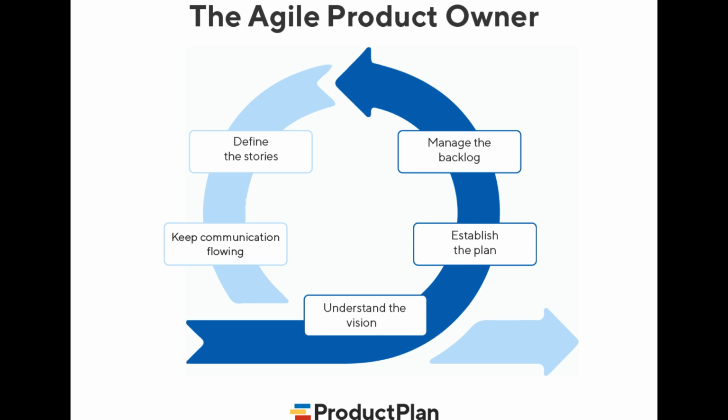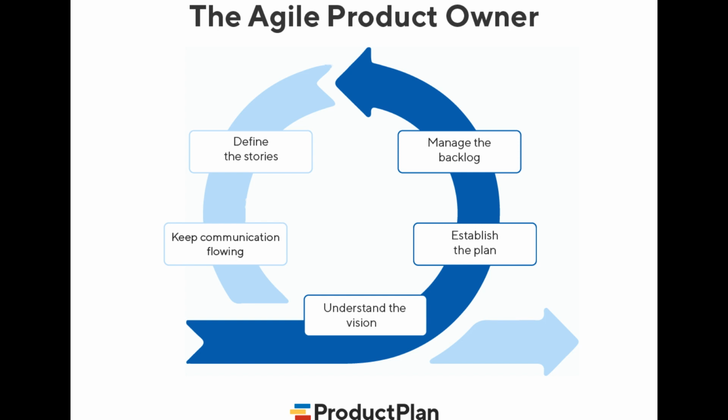The product owner, PO, is a key role in Agile and Scrum methodologies responsible for defining and prioritizing the product backlog, representing the customer or stakeholders' interests, and ensuring that the development team delivers value to the business. Here are the primary roles and responsibilities of a product owner.